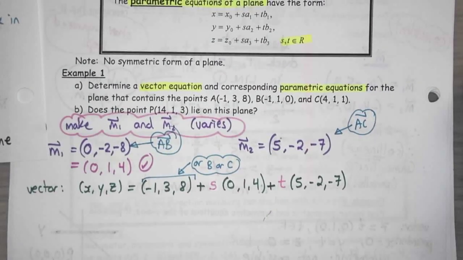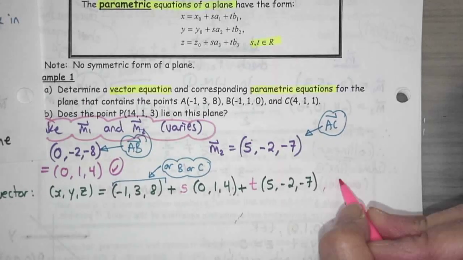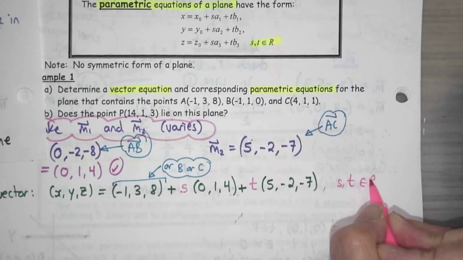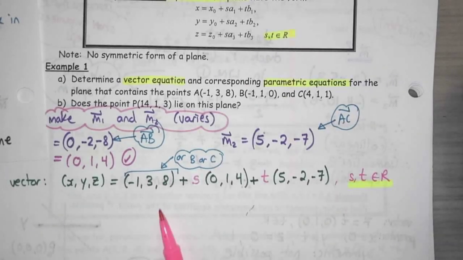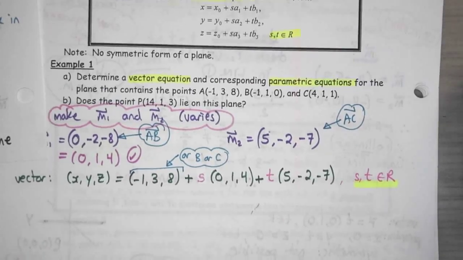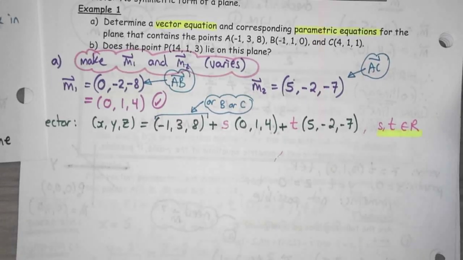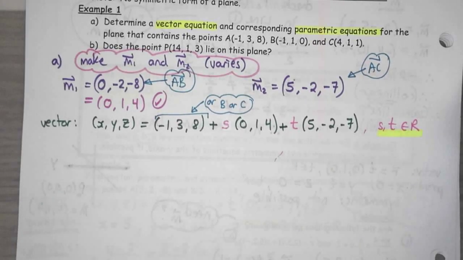And because I mentioned the parameters, I have to write that s and t are both elements of the real numbers. Please don't forget this. This is a pain, I know, but you have to write it every time. So that is my vector equation, and I asked you for A.